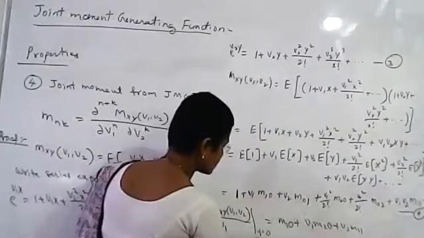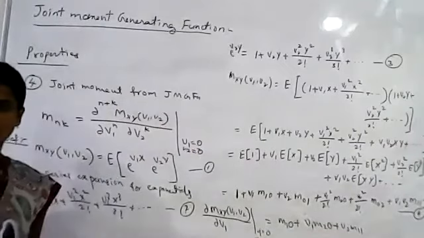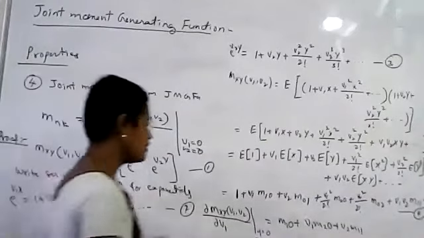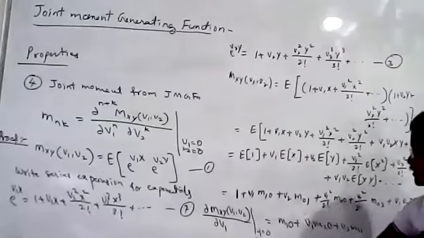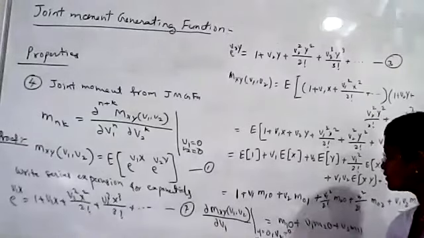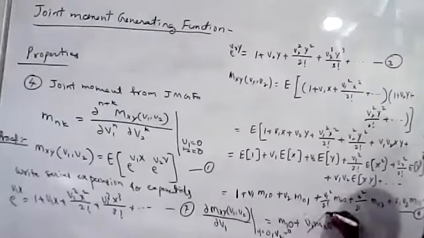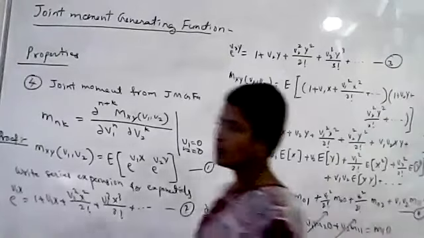Substitute v1 is equal to 0 and v2 is equal to 0. So if we substitute, what happens to these two terms? v2 is also 0. Then we will be having only one term, m10.